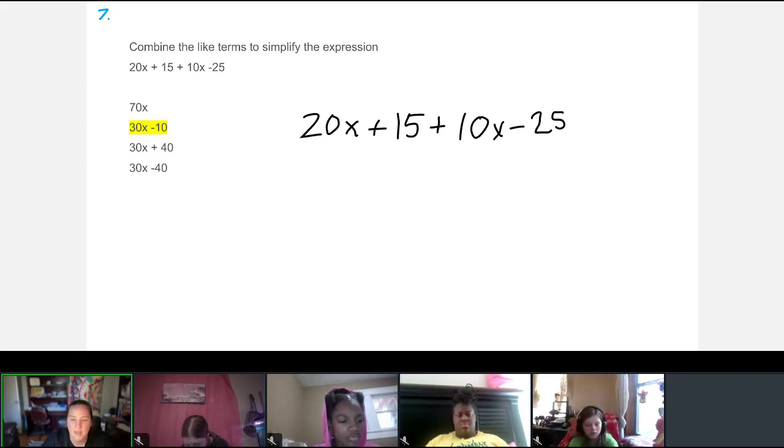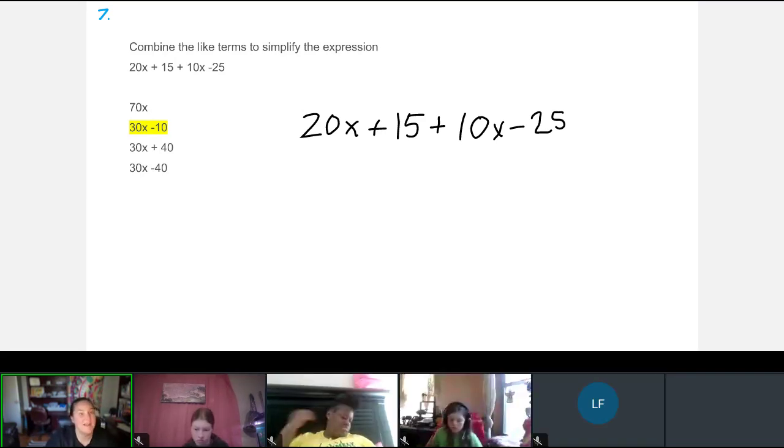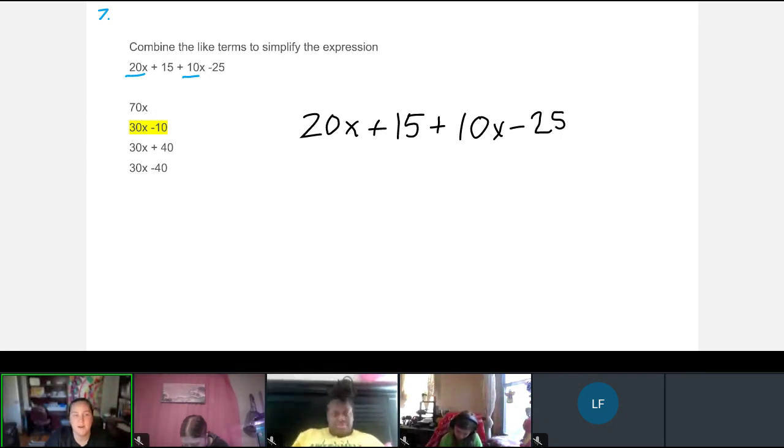Similar in some way. Yep, Cadence, variable and constant are the 2 types. Variable terms are the ones that have a variable attached to them, so it has a letter. That's going to be 20x and 10x. The constant terms do not have a variable. So that's going to be positive 15 and negative 25.